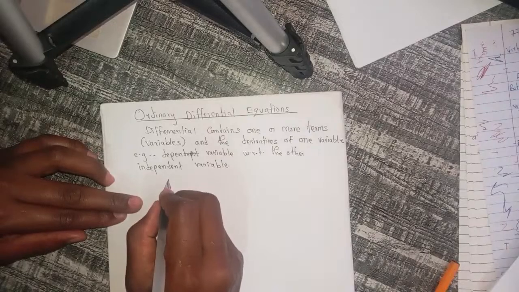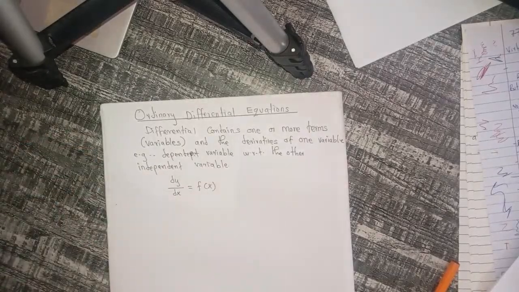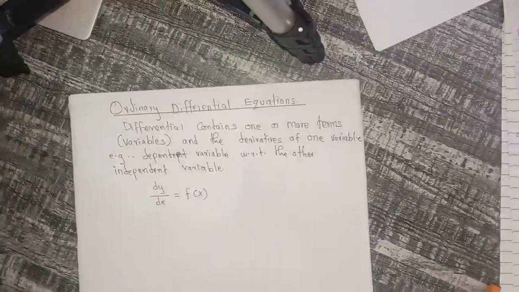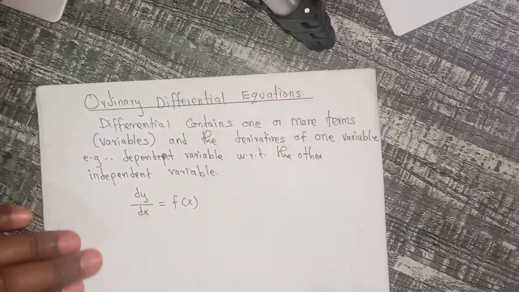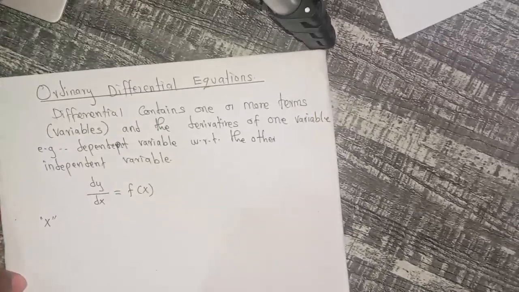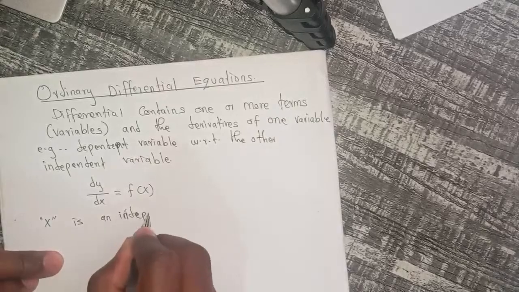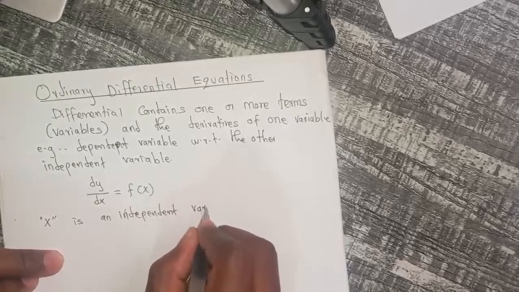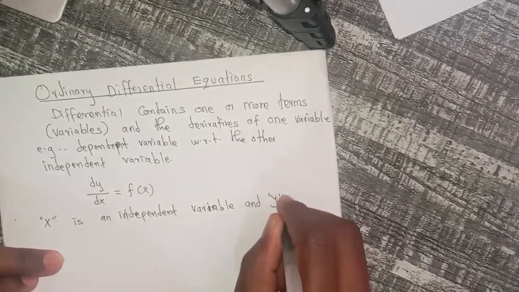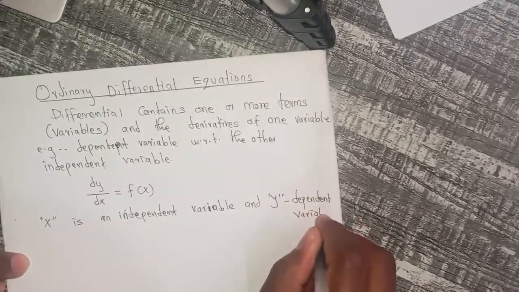For example, when you talk of dy over dx being equal to f of x, we simply imply that here x is an independent variable, and y is the dependent variable.